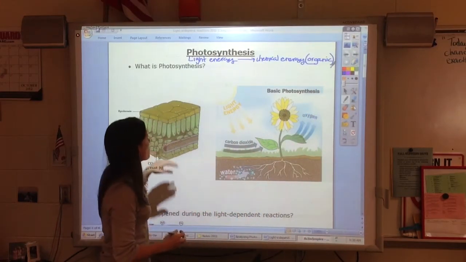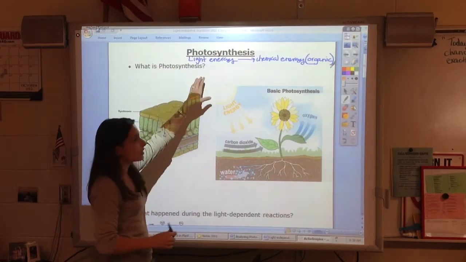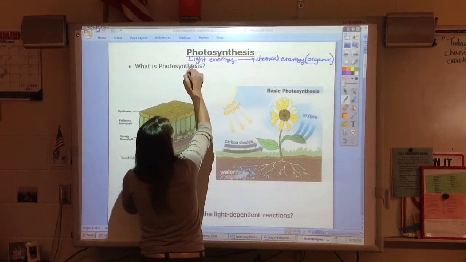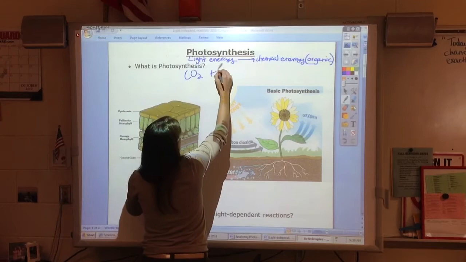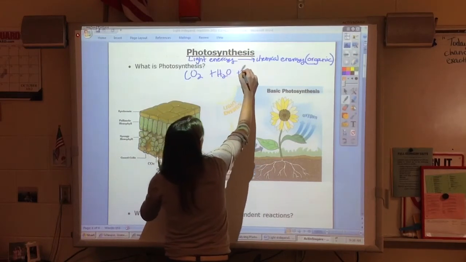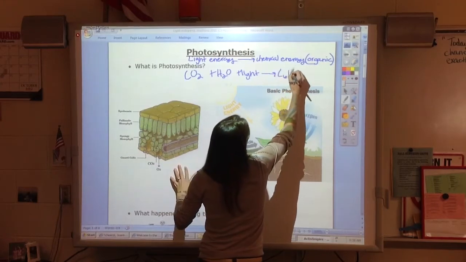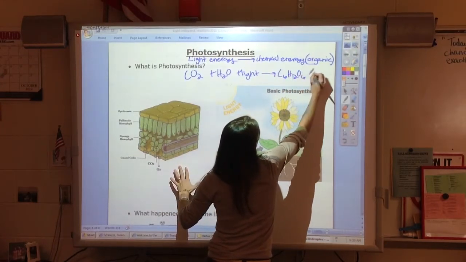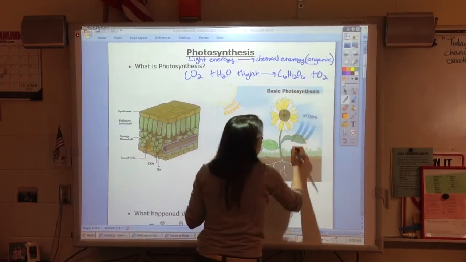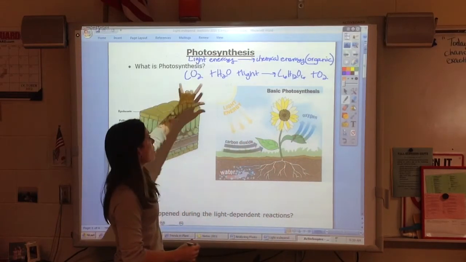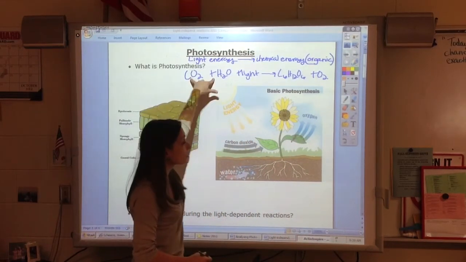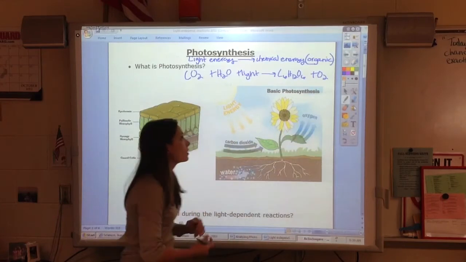And so photosynthesis, the basic equation is CO2 plus H2O plus light produces glucose, C6H12O6 plus O2. And of course you can balance this equation by adding your coefficients of 6 here and here.